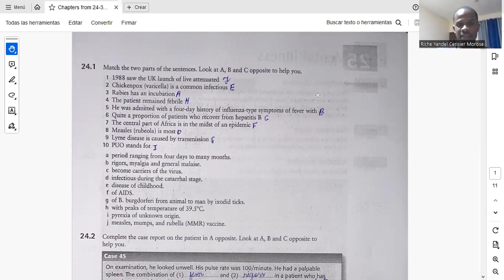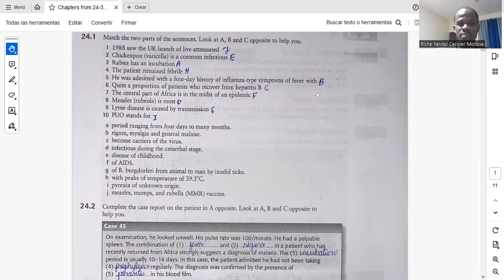Match the two parts of the sentence. Look at A, B, and C opposite to help you. 1988 saw the UK launch of a ternid. Letter G is for AIDS. Chickenpox or varicella is a common infectious disease of childhood, letter E. Rabies has an incubation period ranging from 4 days to many months, letter A.